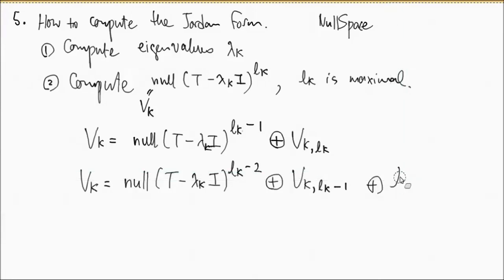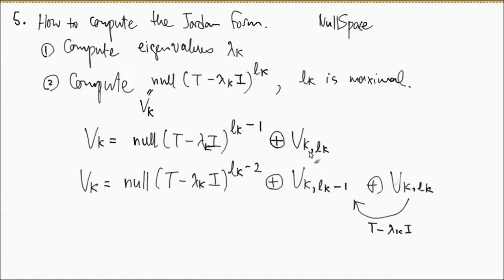So let me write that here. Here's V_K, L_K. Right? So when you push this one by one product in here, T minus lambda_K I, that makes perfect sense. If you go all the way to L_K, it dies. If you do one more time, it's going to die in here. Right? I hope that makes sense.